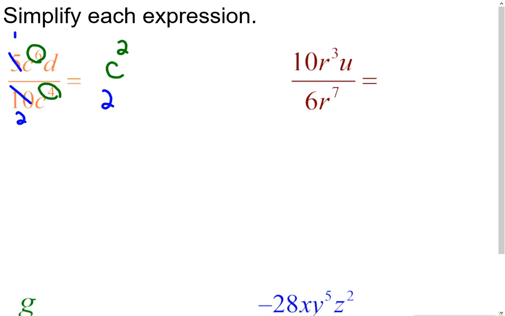And then last but not least, we're going to have this d. Well, that's all by itself, so d just remains here. And then my final answer is going to be c to the 2nd d. I'll just move this over so it looks a little prettier, over 2.